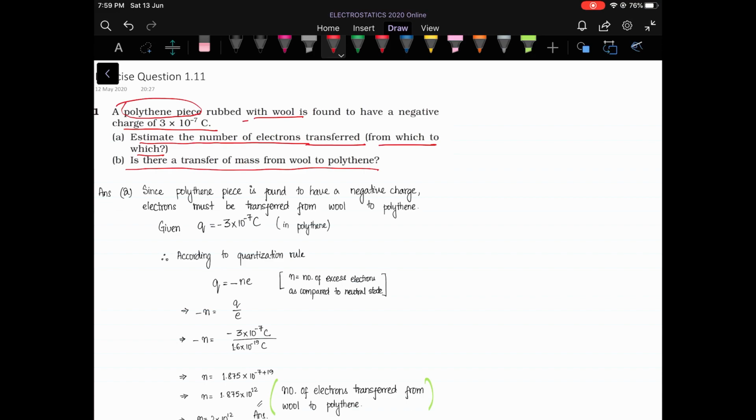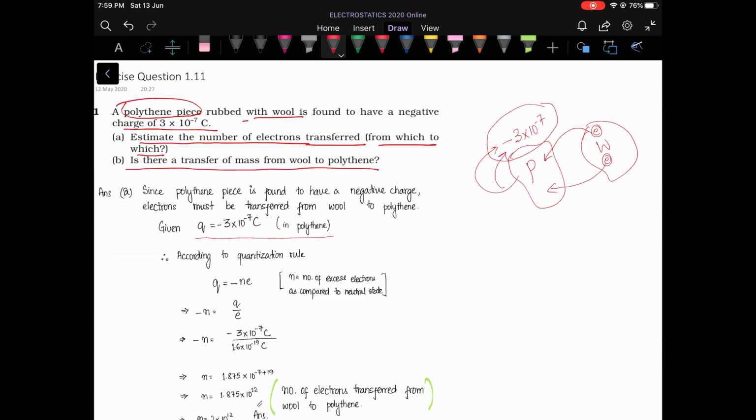So let's quickly have a representation for that. So we have here polythene and we have wool. If you read properly, polythene is found to have a charge of 3 × 10^-7, and they have mentioned it is negative. Obviously, you can say the electrons are being transferred from wool to polythene because of which the polythene is gaining a negative charge. It has an excess of electrons.